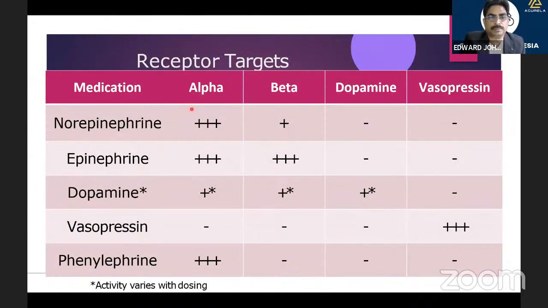Norepinephrine predominantly acts on alpha receptors. Epinephrine acts 50% on alpha and 50% on beta. Dopamine is dose dependent. At low dose, it acts on dopamine receptors, at intermediate dose on beta, and at high dose on alpha. The advantage of vasopressin is that it does not act through the normal catecholamine receptors, alpha and beta. It acts through the vasopressin receptors V1 and V2. Phenylephrine acts through the alpha receptors.